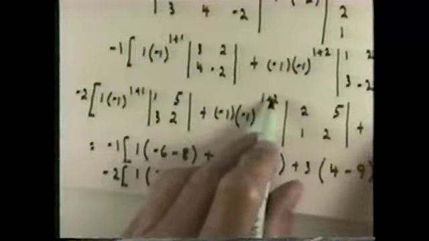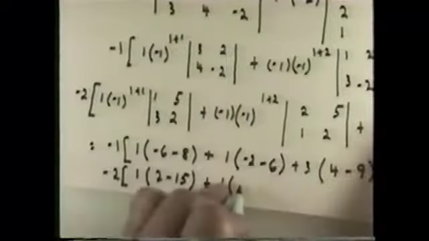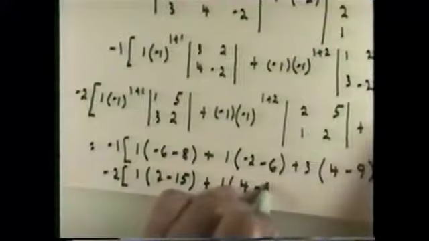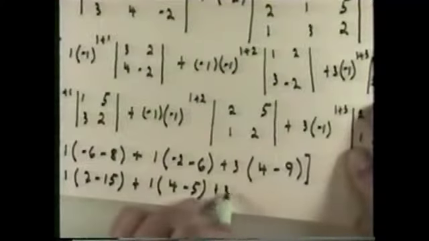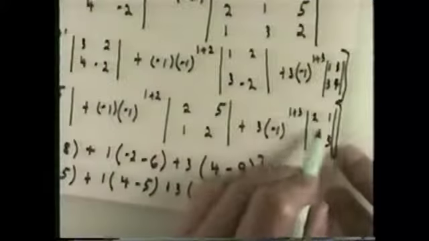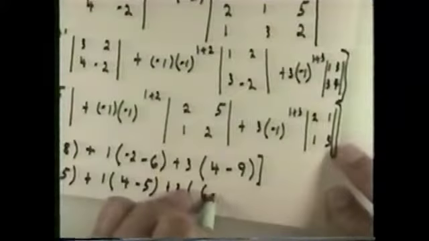Negative 1 cubed is negative 1 times negative 1 is positive 1. That would be 4 minus 5. Negative 1 to the fourth is positive 1. 3 times 1 is 3. And that was going to be 6 minus 1.